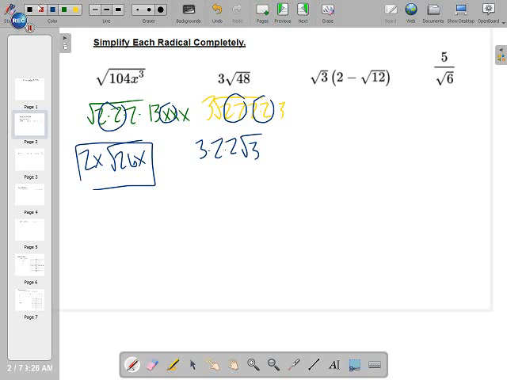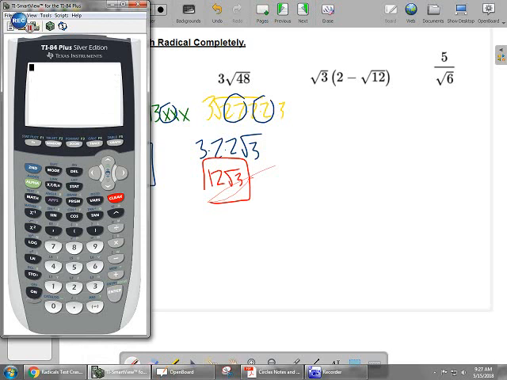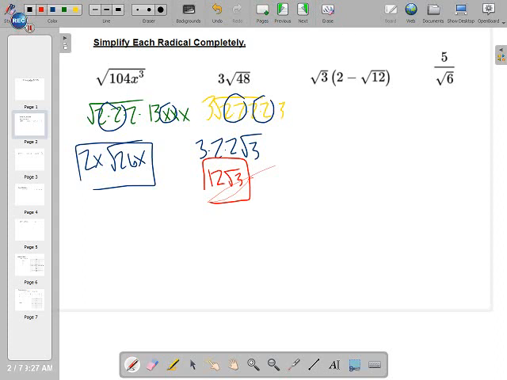It's important you know that what is on the outside is going to get multiplied. So 3 times 2 is 6, and 6 times 2 is 12. This is 12 radical 3. The cool thing about these problems is if you're simplifying radicals, you can very easily check them with the decimal version. So 3 radical 48 is 20.78, and 12 radical 3 should also be 20.78. And it is, so I know we did it right. This would never get you credit on the test, but it does help you check your answers.